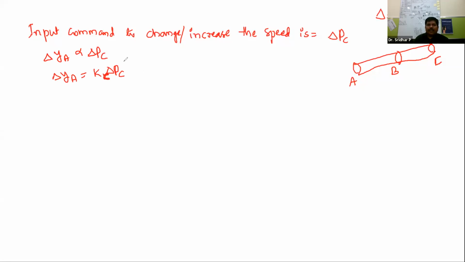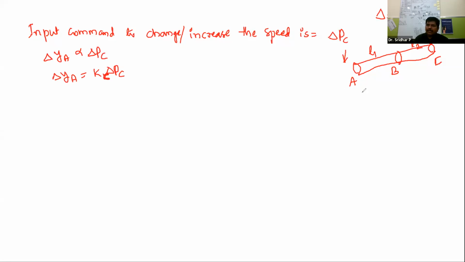So finally, we have converted delta YA. Suppose delta PC is pulling in the downward direction, then this also moves in the downward direction. So that is the mathematical equation: delta YA is equal to Kc into delta PC. Whatever the distances here, this is the L1 distance and this is the L2 distance.